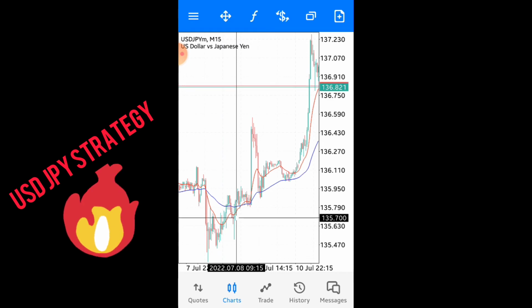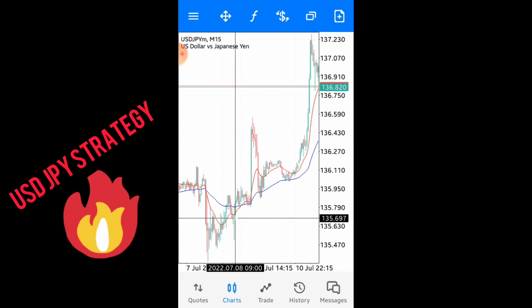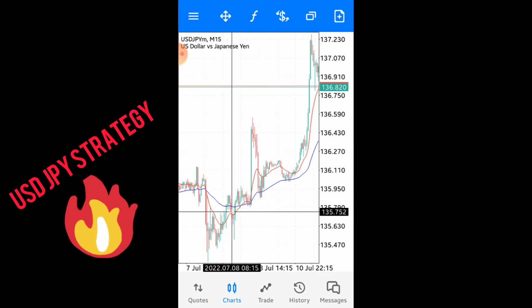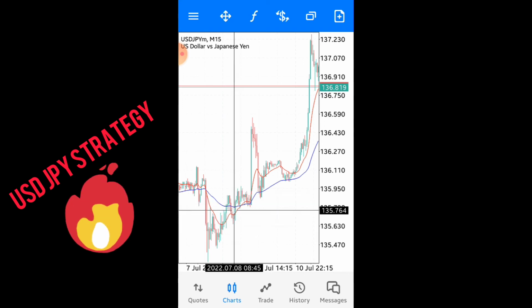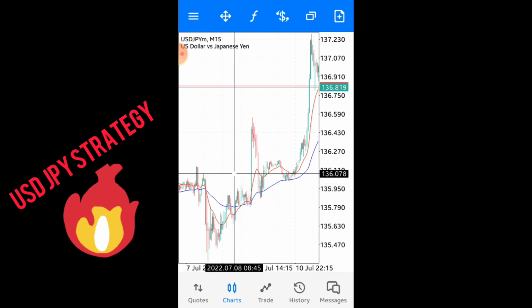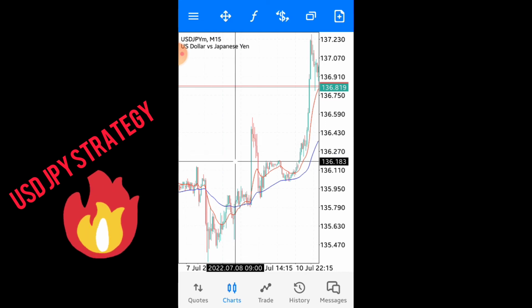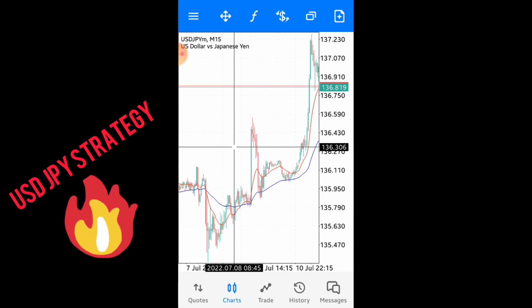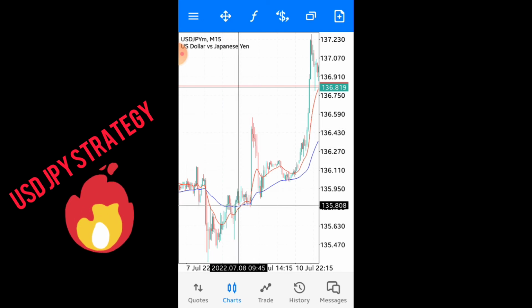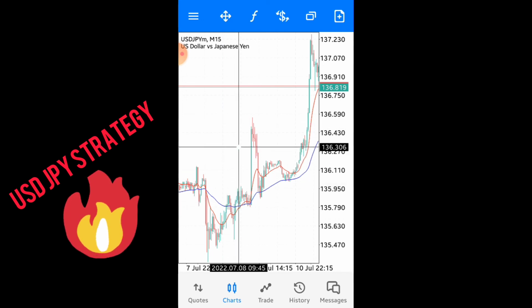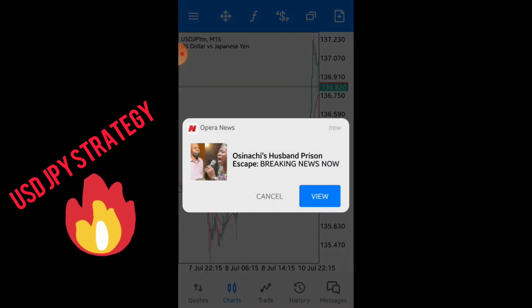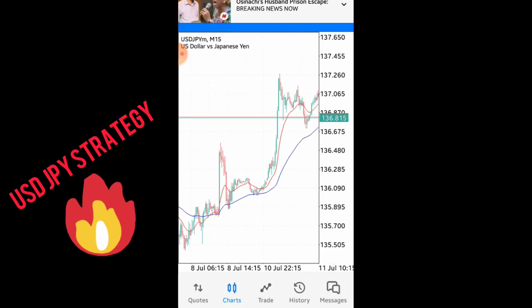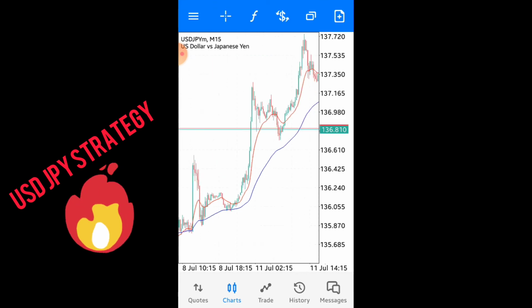Once the cross happens, your stop loss should be a bit far below the cross here. So whenever the market comes back down and hits your stop loss, just know that the trend has gone against your prediction. You understand? But if it didn't happen, just know that yes, you'll be in profit. So that's how the strategy works.